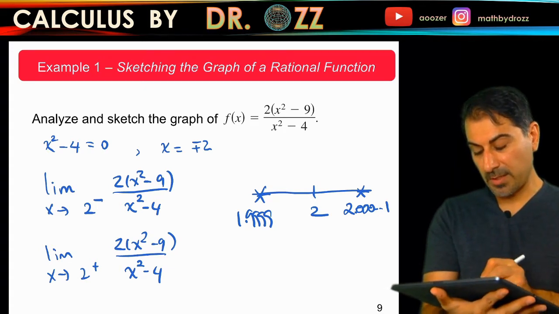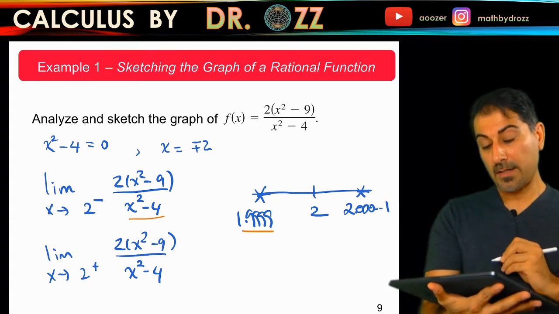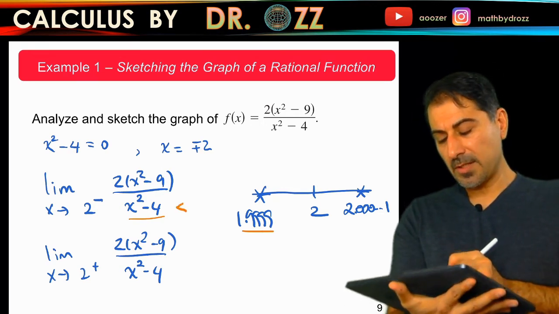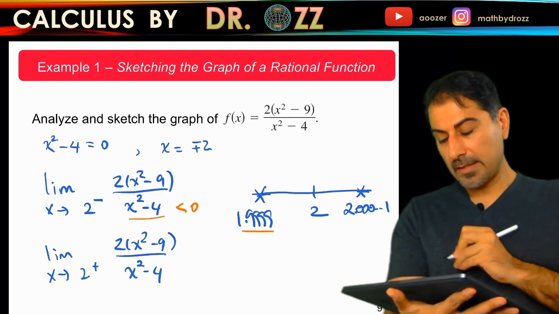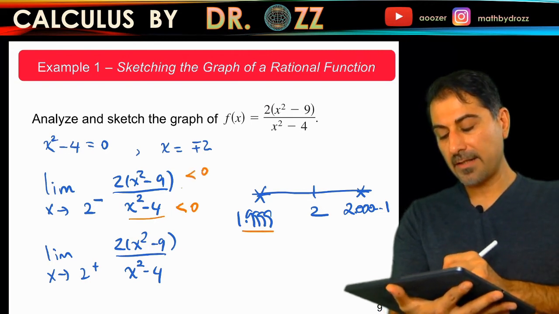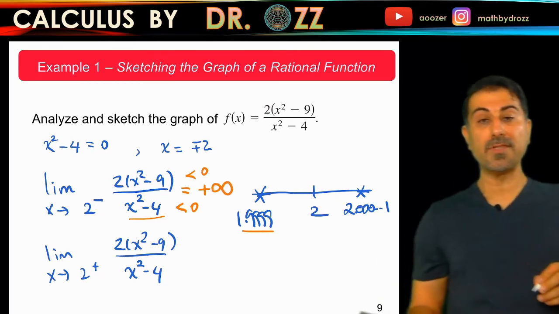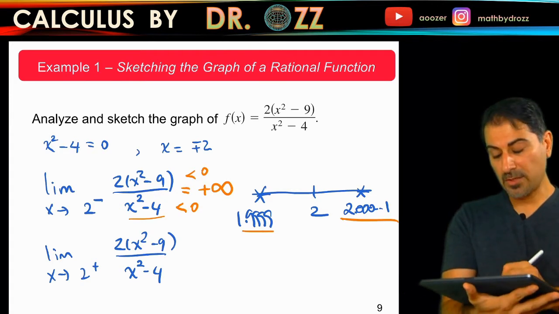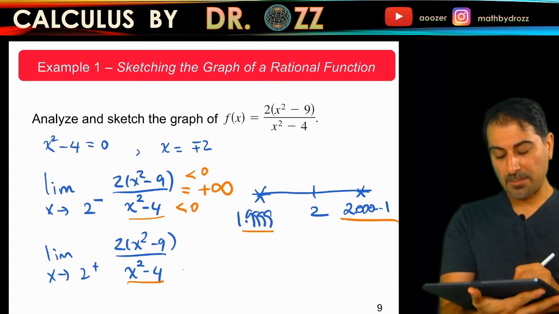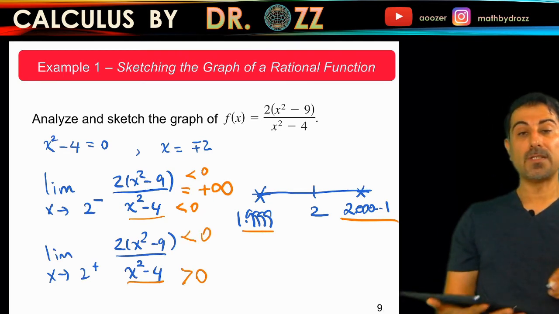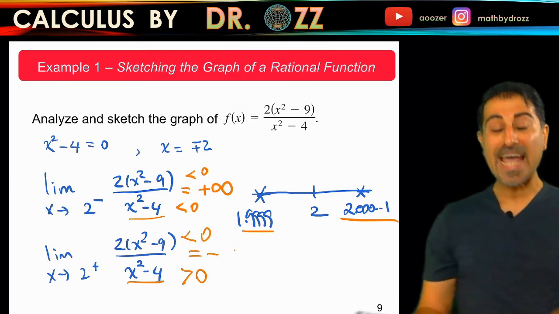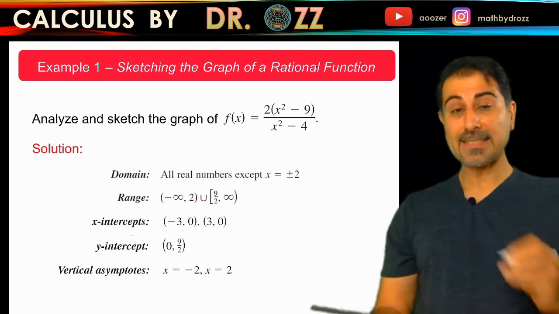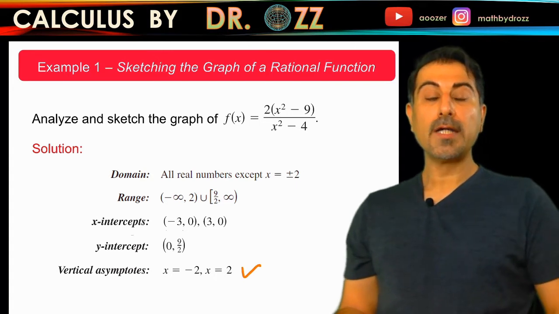So for this one, we're on the left of 2. So we have numbers of the form 1.999. So it's going to make this number negative. Okay. And this number as well, negative. So the whole thing is going to be plus infinity. And if you're on the right of 2, so you have 2.0001, so that the square of that minus 4 is going to be positive. However, the top is still negative, so this will be negative infinity. All right, so now we have vertical asymptotes, x equals -2 and 2.